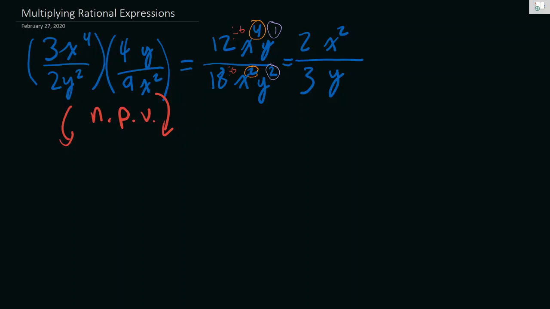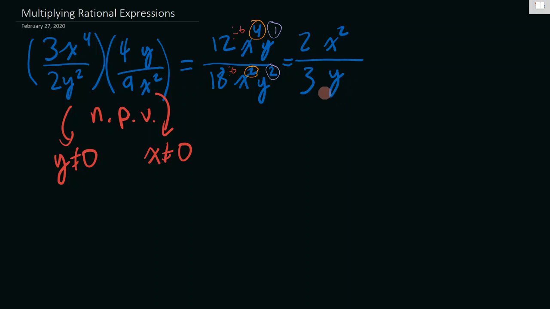So why do variables in the denominator give us non-permissible values? Well, because variables represent any possible number you could substitute. And there are numbers that we aren't allowed to substitute. What's the number you aren't allowed to divide by? You can't divide by 0. So this x being in the denominator means that x cannot equal 0. Because if x was 0, then we'd be dividing by 0. And you can't divide by 0. Dividing by 0 is undefined. Similarly, this y over here means that y cannot equal 0.